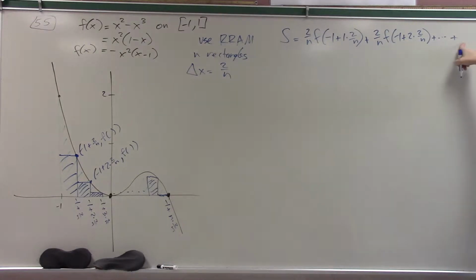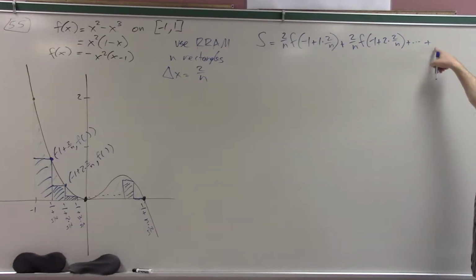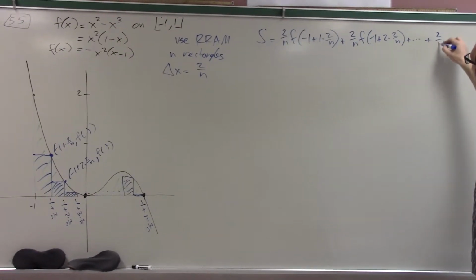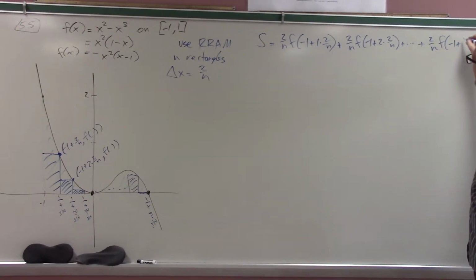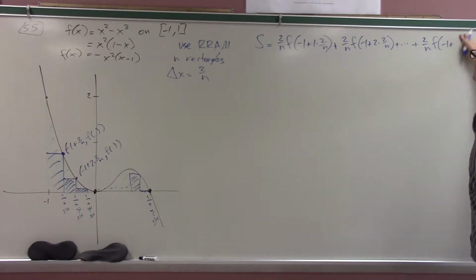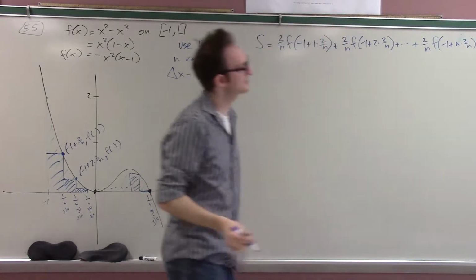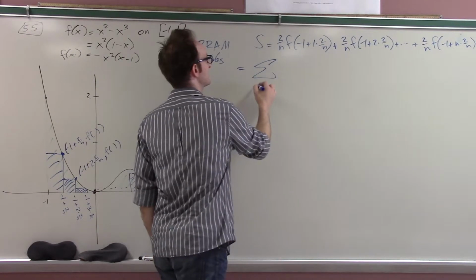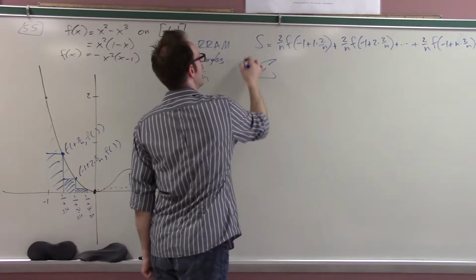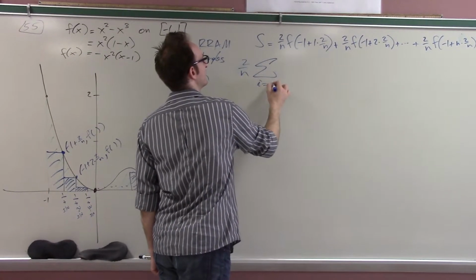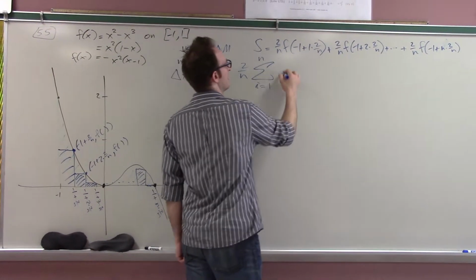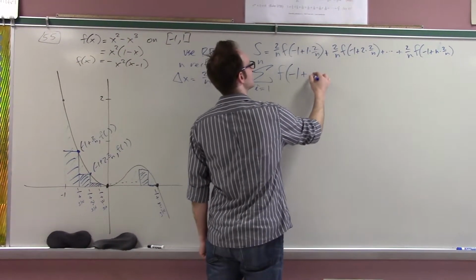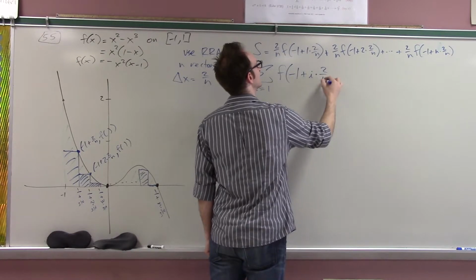Eventually we get to the nth rectangle, and the nth rectangle will be 2 over n times f of -1 plus n times 2 over n. Maybe you don't need to write that step, but it is helpful, and thus I can express this in sigma notation. In sigma notation, this is going to be 2 over n, sum from i equals 1 to n of f of -1 plus i times 2 over n.